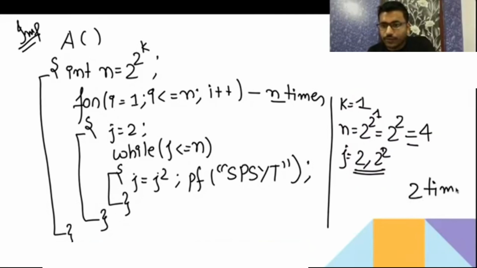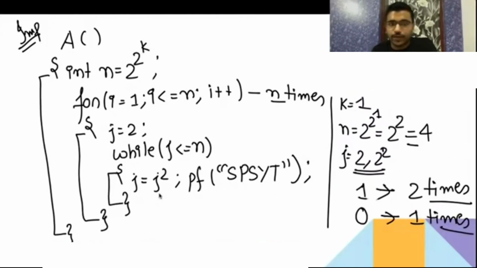So when k is 1, it has executed 2 times. When k was 0, this while loop was executed 1 time, and the for loop is always going to execute n times. For I equal to 1, this has executed 2 times. Then I will become 2, then again this loop will get executed, then I will become 3, then again this loop will get executed, like this.